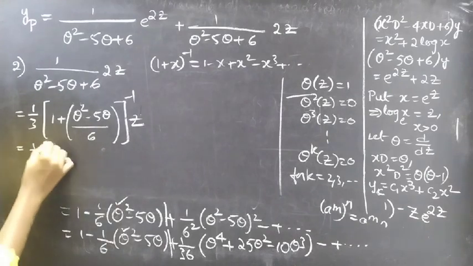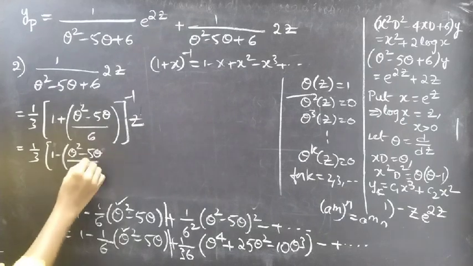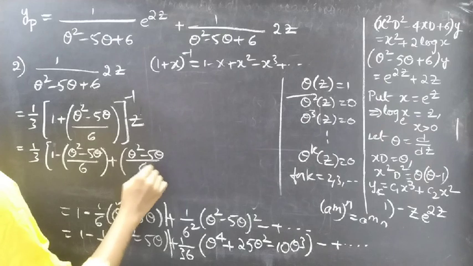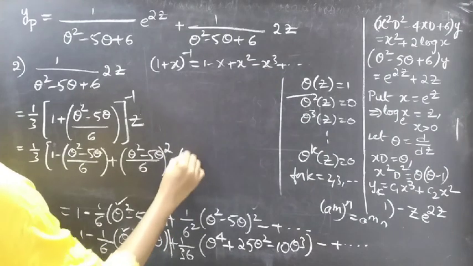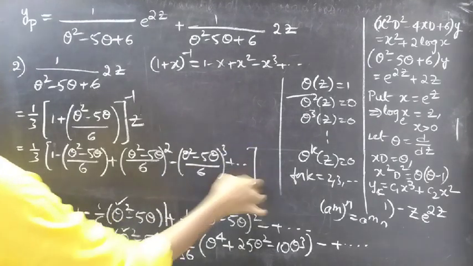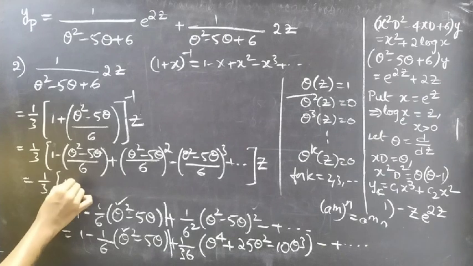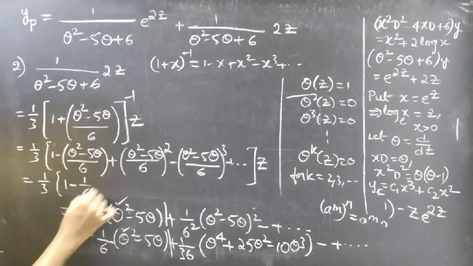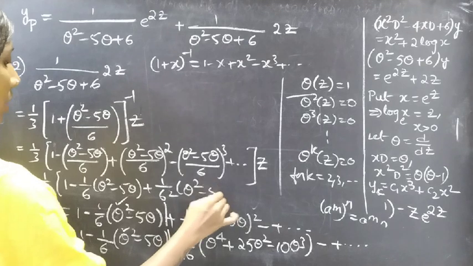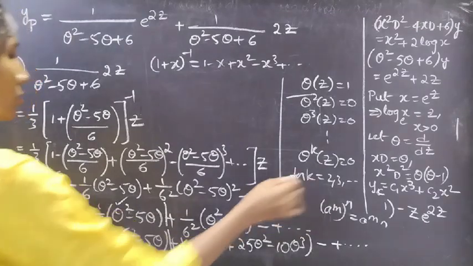is equal to 1 by 3 into the expansion of (1 plus x) whole inverse, which is 1 minus x plus x square minus x cube plus so on, into z, right? This is equal to 1 by 3 into 1 minus 1 by 6 into (theta square minus 5 theta) plus 1 by 6 square into (theta square minus 5 theta) whole square minus so on, into z.